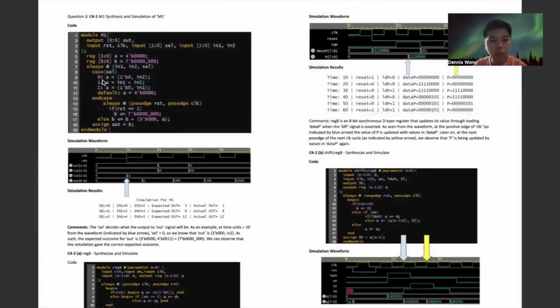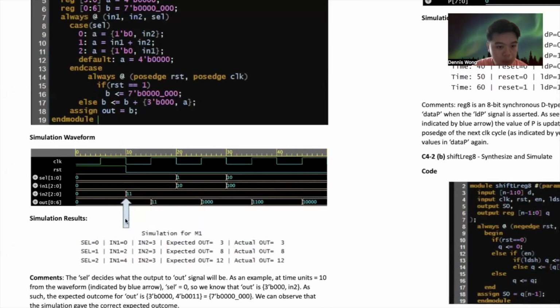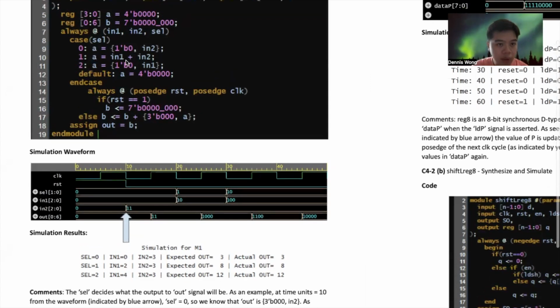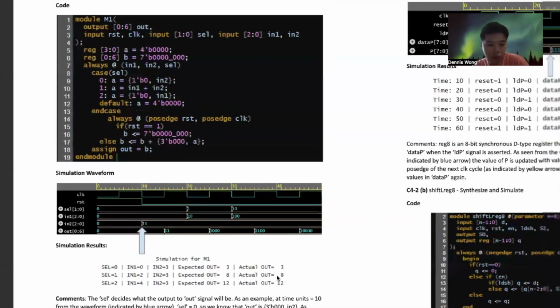Moving on, we have a module called M1, and M1 is quite similar to some of the previous modules. The output is determined by what this select signal is. If we look at one of the cases here, when SEL equals 0, what we have here is 1 0 at the front and in 2 at the back. In 2 is what? 1 1. So 0 1 1 equals 3. So our result is actually 3. So that is the M1.